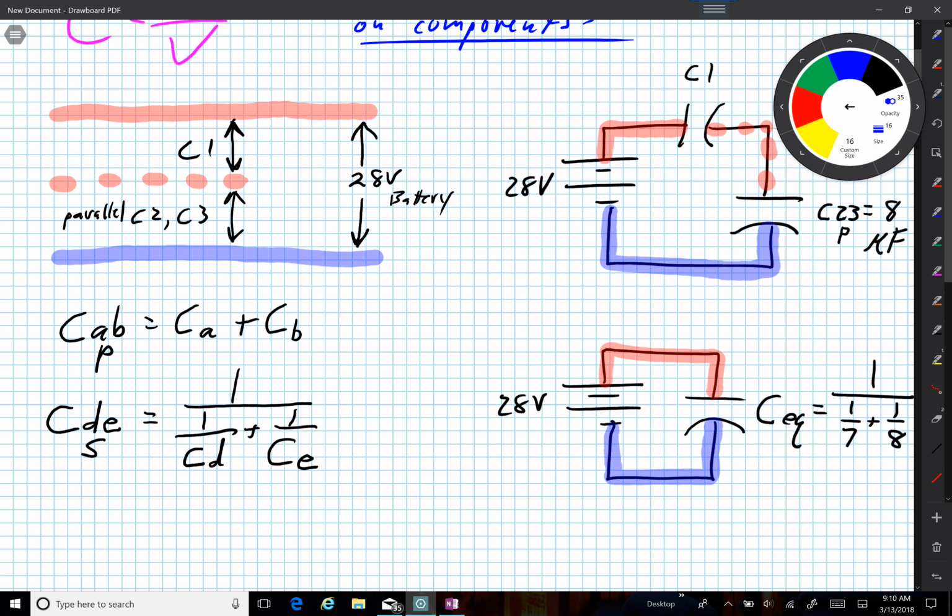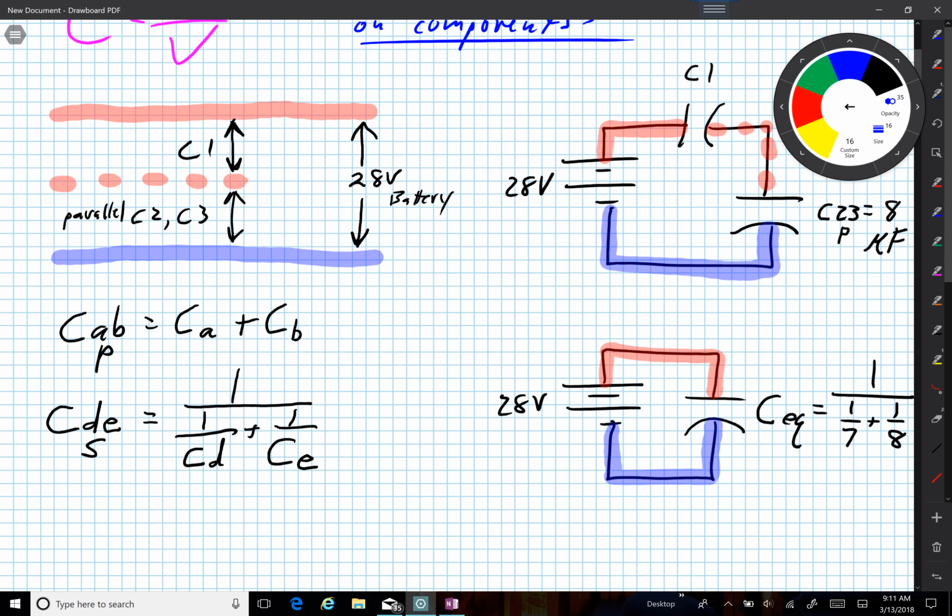Otherwise, get some colored pencils, colored pens, highlighters, and make these diagrams. You can't do these problems without drawing the diagrams, folks. It's really not optional. If professional electrical engineers make diagrams in order to understand circuits, we need to do it too. Okay.